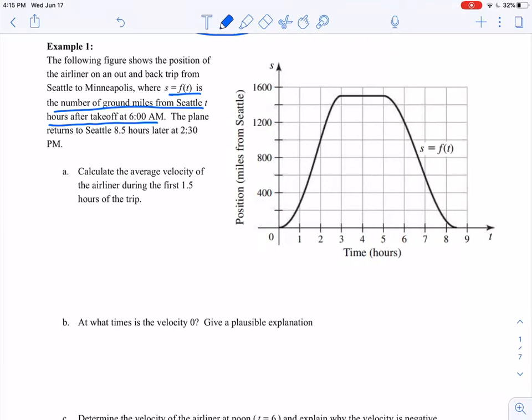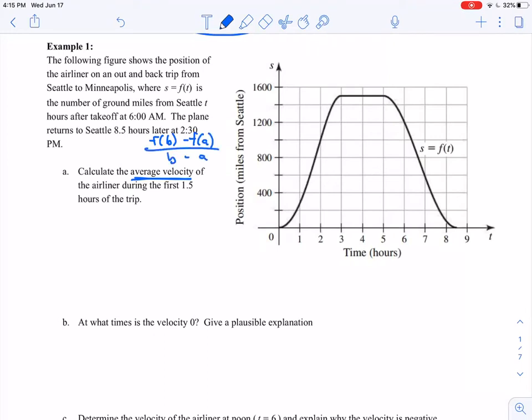Part A says calculate the average velocity of the airliner during the first hour and a half of the trip. So, okay, I want the average velocity. Average velocity, remember, is really referring to the same quantity as average rate of change. I'm thinking about f of b minus f of a divided by b minus a.